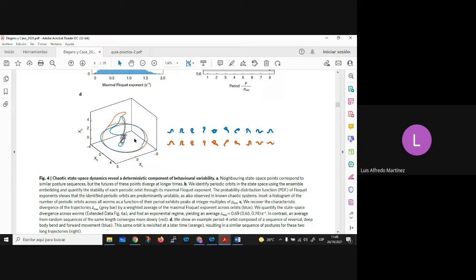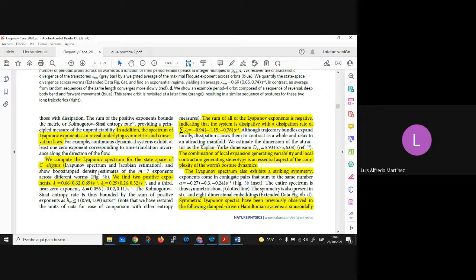The authors compute the Lyapunov spectrum of the orbit for the state space of the worm and find two positive exponents, lambda 1 and lambda 2, and a few near zero exponents. Here, lambda 1, lambda 2, and lambda 3 are near zero. The sum of all the Lyapunov exponents is negative.